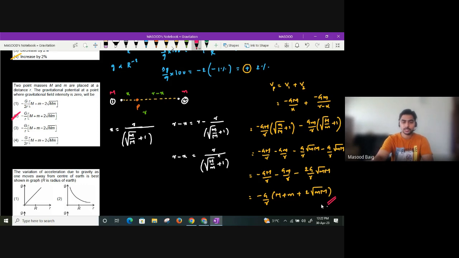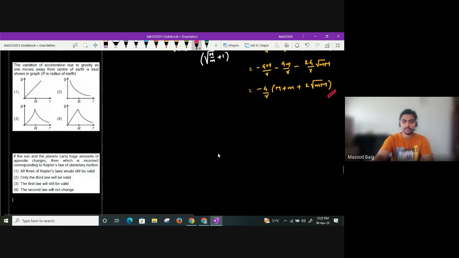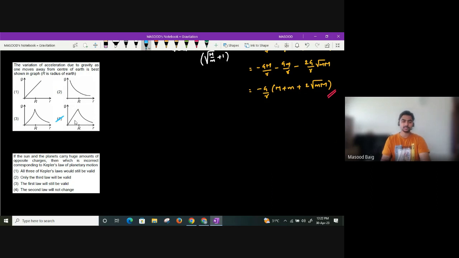Next question, they are asking us variation of acceleration due to gravity as one moves away from the center. So from center, if you are moving, first it will follow a straight line, then it is going to follow inversely proportional to r square, as you all know. Okay, we have done this just now.